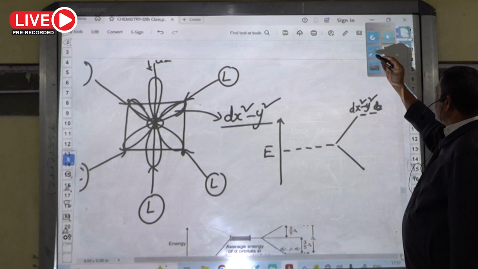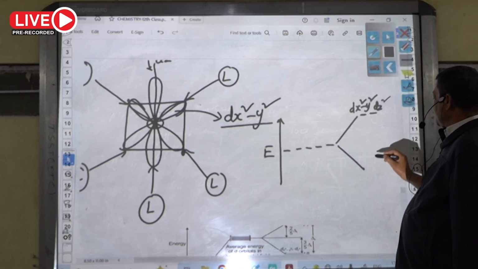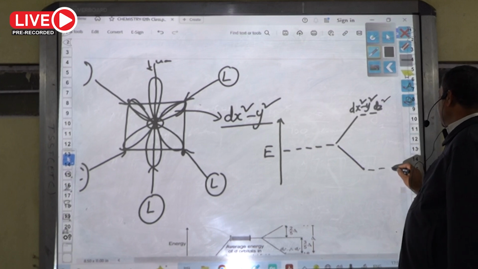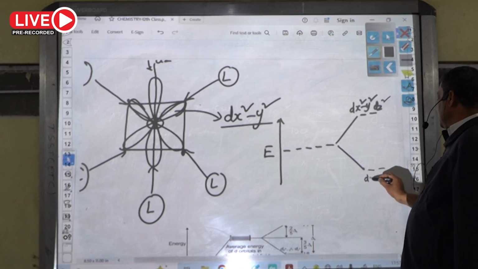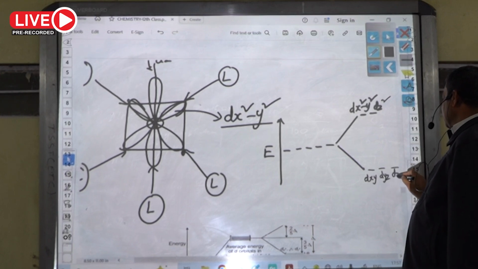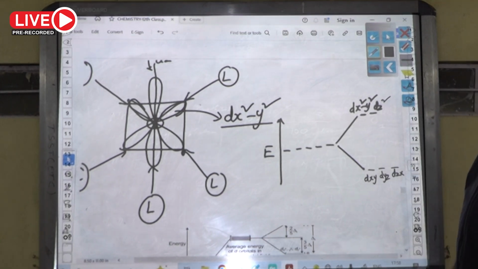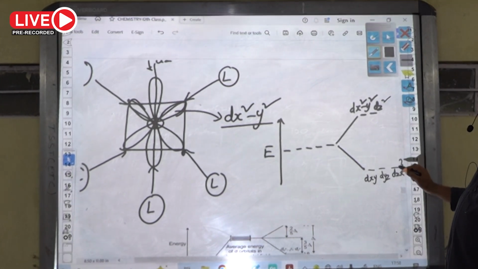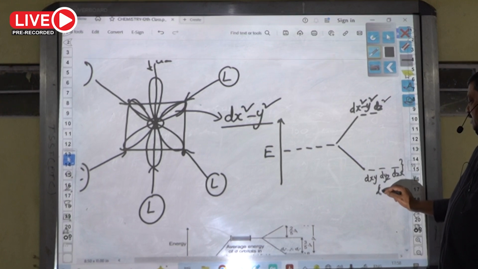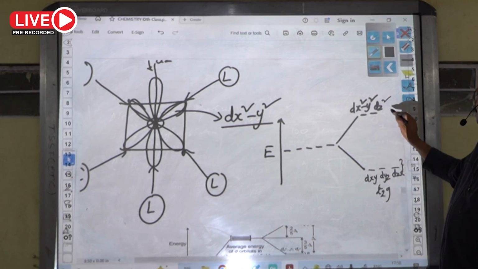dz square and dxy, dyz, they are not directly facing the ligands. That's why their energy is low. This is called the t2g set. This is called the eg set.